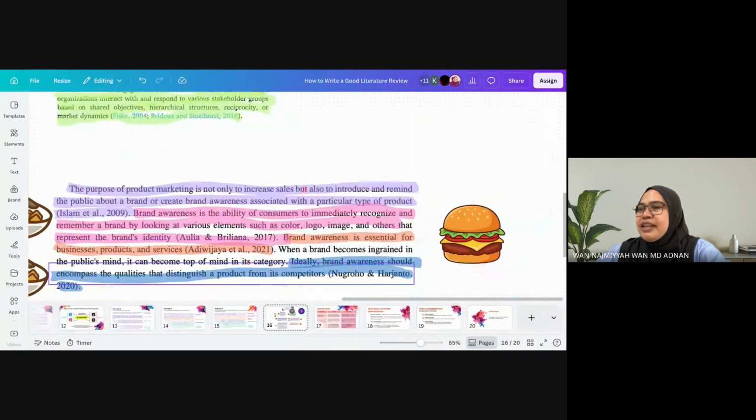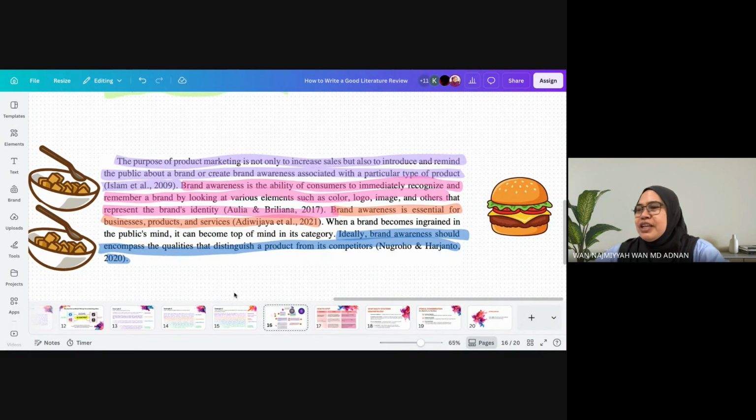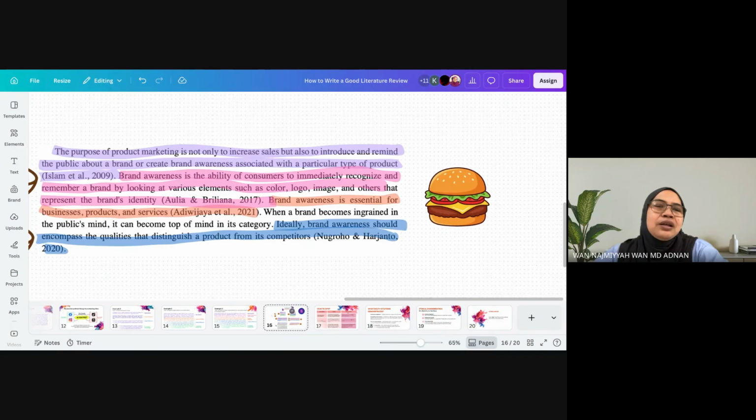Okay, next one, the last two. The purpose of product marketing is not, oh, this one is, there's an argument. Two people say rojak and one person says burger. The purpose of product marketing is not only to increase sales, but also to introduce and remind the public about a brand or create brand awareness associated with a particular type of product. Okay, that is the topic sentence. So you are expecting that the purpose is to create awareness, right? Okay. Brand awareness, still talking about the product.